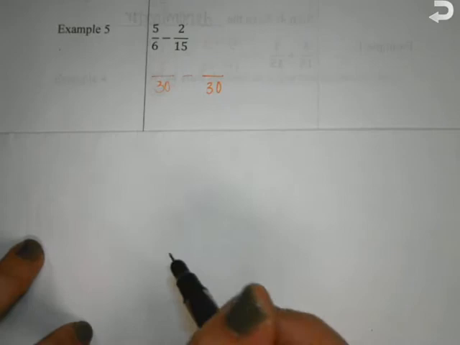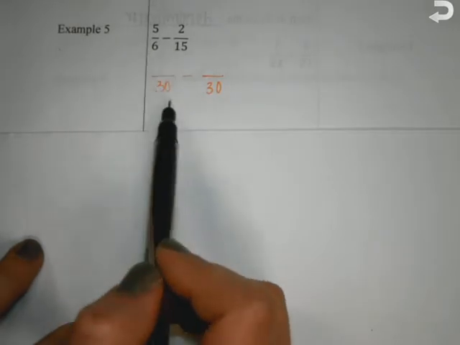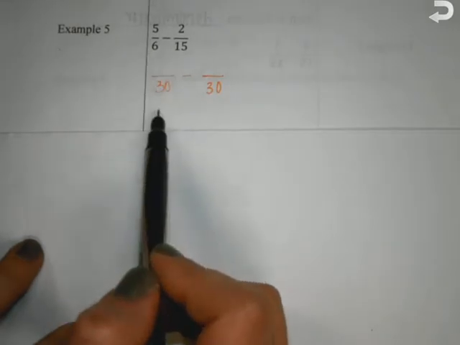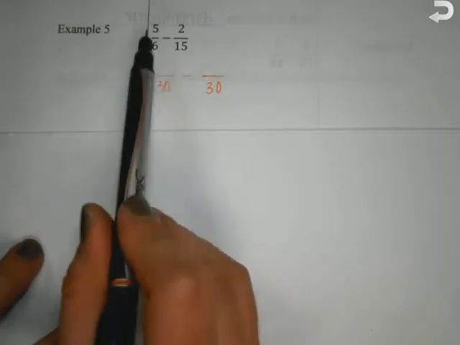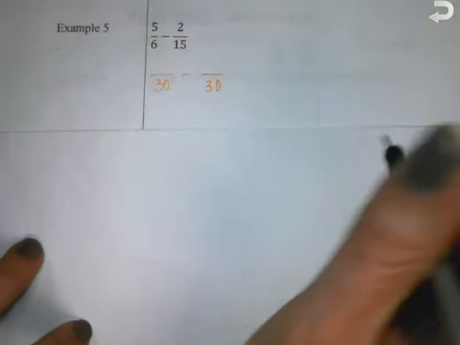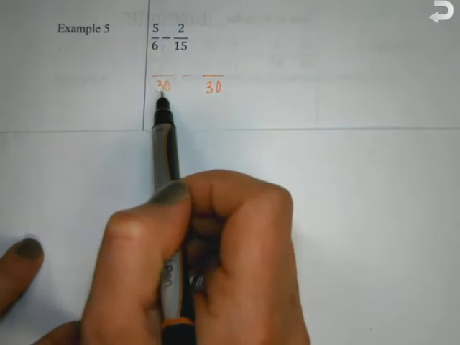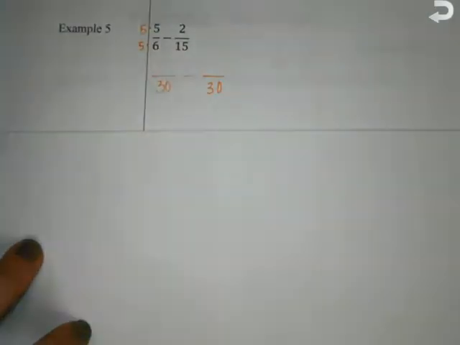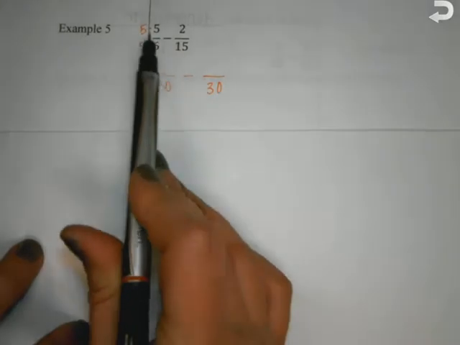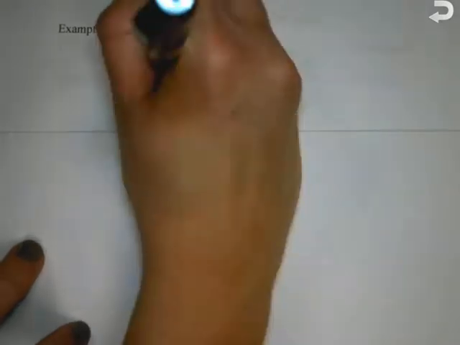6 times what gives me 30? Oh my gosh, 5. So I multiply the top and bottom by 5. So what does that give me? What over 30? 25. Good, 25 over 30. Okay. What do I multiply 15 by to get 30? Audrey? 2. Good.